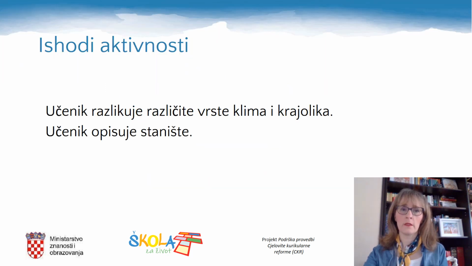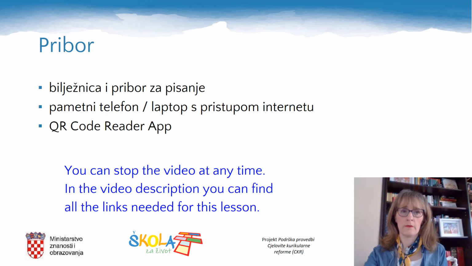In this lesson, you will distinguish different types of climates and landscapes, as well as describe habitats. For the lesson, you will need your notebook, something to write with, and a smartphone or a laptop with internet connection. You will also need a QR code reader. Feel free to stop the recording whenever you feel it is necessary, and as for the links in the lesson, you can find them in the video description.